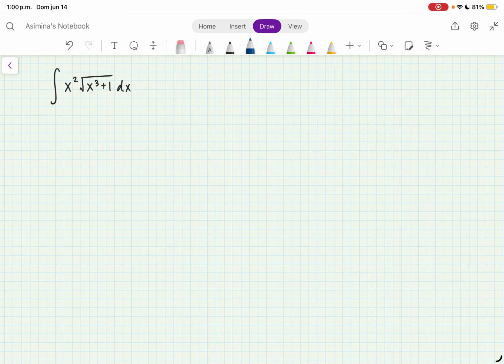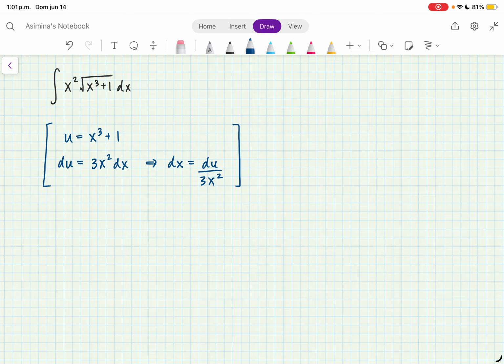So I'm going to let u equal x cubed plus 1. So then the derivative, du, is equal to 3x squared dx. So if du equals 3x squared dx, what is dx? Well, I can divide both sides by 3x squared, so dx is du divided by 3x squared. Now let's use this to perform a u-substitution.